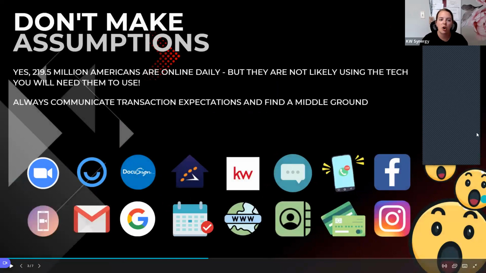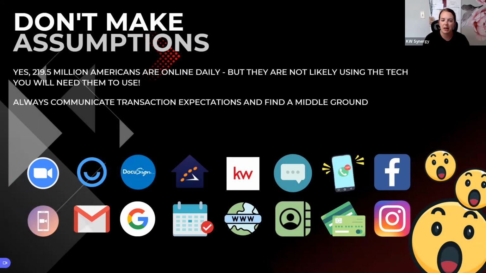my next slide is don't make assumptions. So again, yes, there are 219.5 million Americans who are online daily. That's adults only, but they're not likely to use the tech that we use. Obviously emails, text messaging and phone calls, probably most likely, but do they use their calendar? What social media apps do they use? Are they using our apps? Do they use the web? There are so many different options. So you always want to communicate your transaction expectations and then find a middle ground if it's something they're not comfortable with.